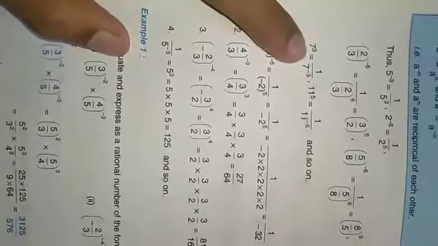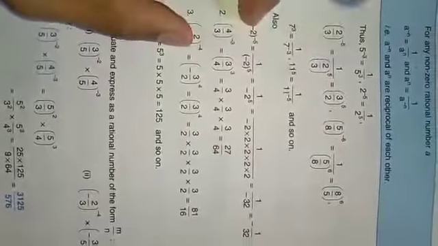And if we say 7 to the power 3, that means 1 by 7 to the power minus 3. We know that a to the power n equals 1 by a to the power minus n, isn't it? So 11 to the power 5, same, 1 by 11 to the power minus 5.